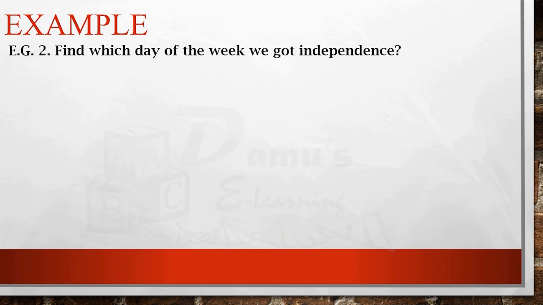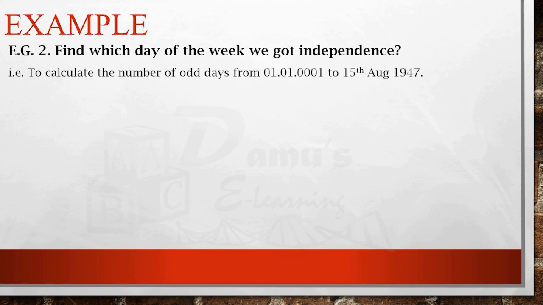Example 2. Find which day of the week we got independence. Which day of the week is 15th August 1947? So we have to split the given year. How will we split? We can write it as 1946 complete years, and since the entire 47th year is not there, we have to write it month-wise. That means January to August 15th. We'll see how it is done.